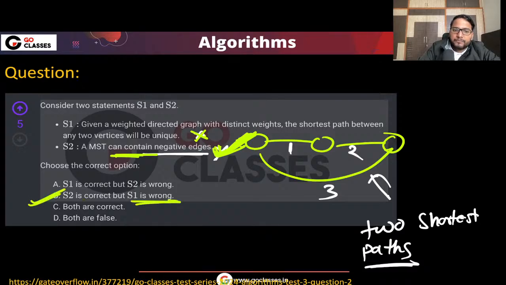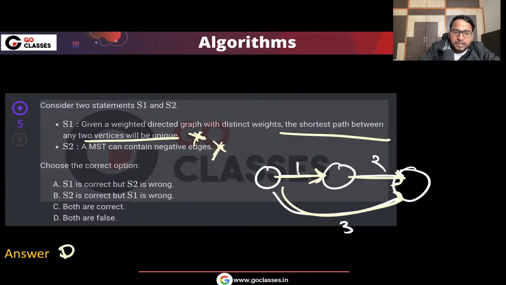Yeah, B is the answer. So I think I have misread it. I read it as cannot, and MST can contain. So that's why B is the answer. Yes, that's correct. B is the answer. Okay. Cool.